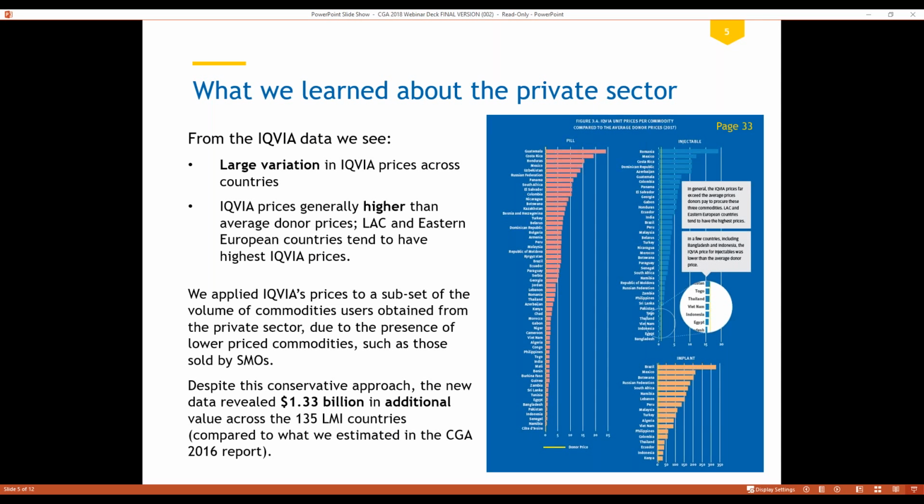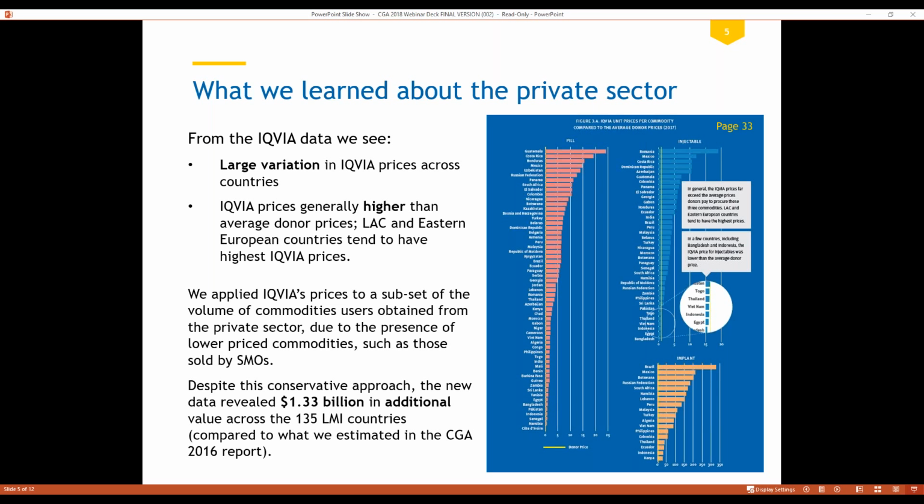So this graph shows the data that we purchased from IQVIA about the average price. We were able to get data for three methods: pills, injectables, and implants. I know it's a bit small here, but in the report itself, if you look at page 33, you can see this in much more detail. So I'm not going to go into too much detail, but wanted to point out a few observations.